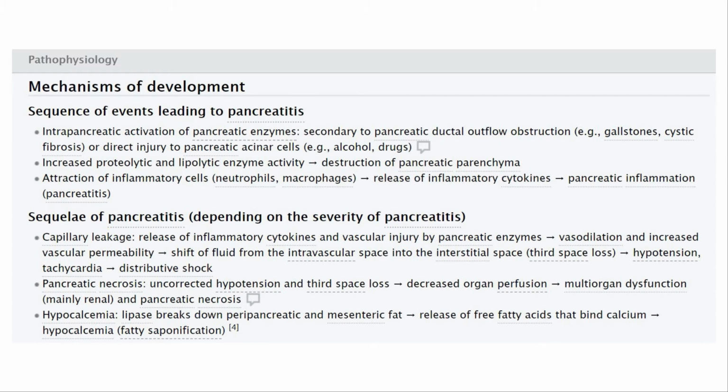And then as lipase gets leaked out and squirted over the peritoneum, that will begin to break down fats in your own tissues. And then the release of fatty acids will bind to calcium, and that calcium gets used up, and you can end up with a really severe hypocalcemia. And that's called fatty saponification, because when calcium binds to those fat salts, you actually form soap, in a sense.